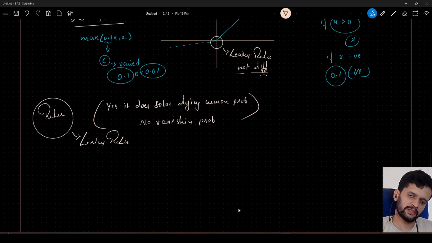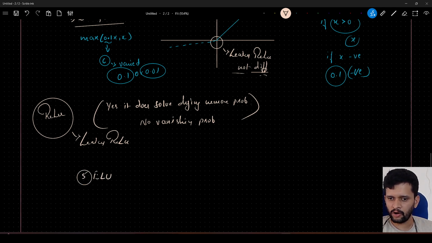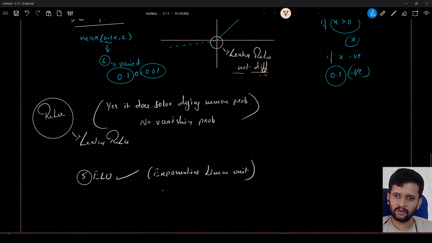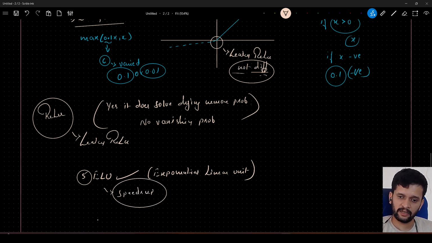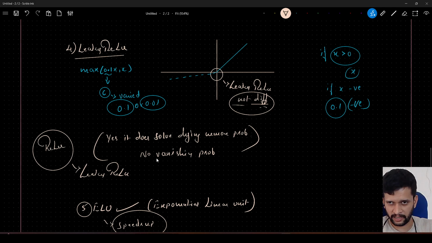In order to solve this, there is something called ELU. I will talk about this in my next video. Okay, so this stands for exponential linear unit. And this doesn't have this not-differentiable problem as well. Okay, and this also speeds up the training in some cases. But generally, the most widely used activation functions are ReLu and LeakyReLu in hidden layers.